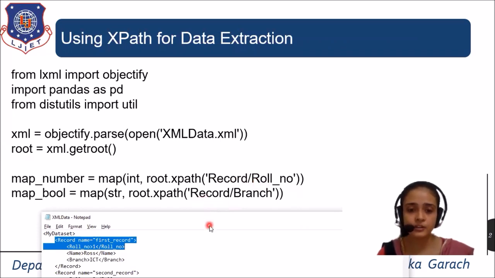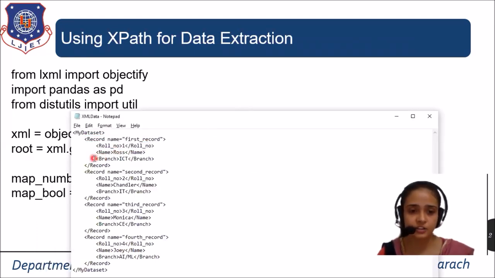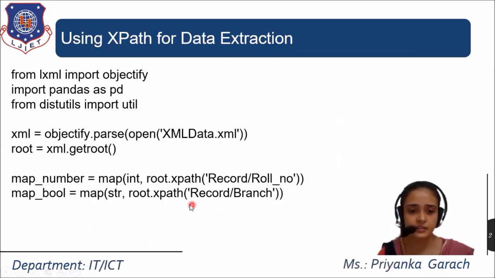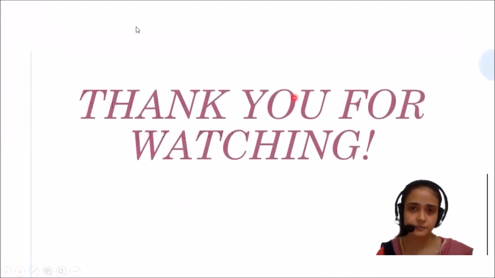So in the record, if you want to directly access the branch element, you can write like this, that is record/branch. So where you have to write? You have to write like this, that is root.xpath record/roll_number and root.xpath record/branch. So this is how you can make use of XPath for data extraction.